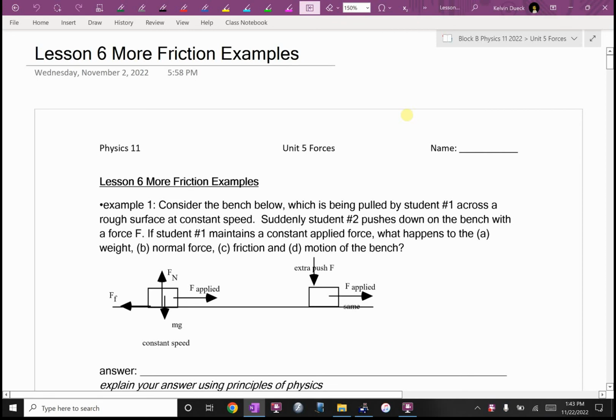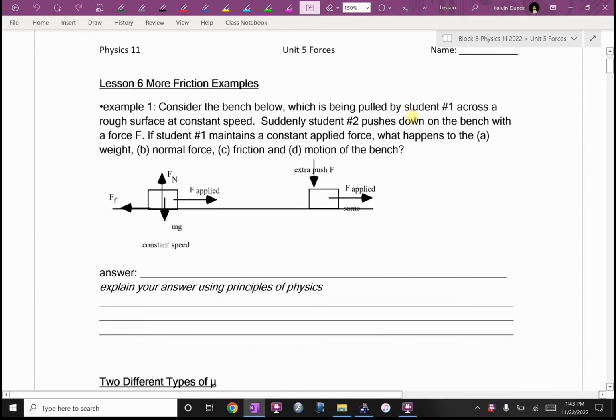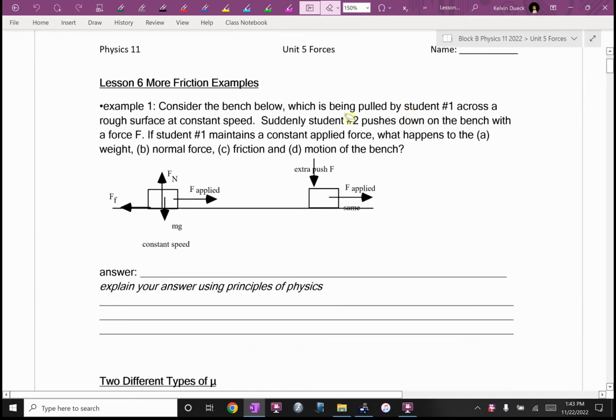So I called this more friction examples. More friction examples. Example one. Consider the bench below, which is being pulled by student number one across a rough surface at constant speed. You know what? I should probably underline the phrase constant speed.